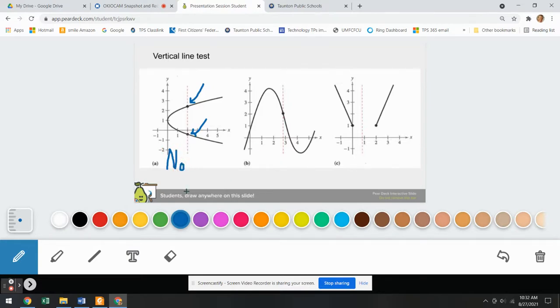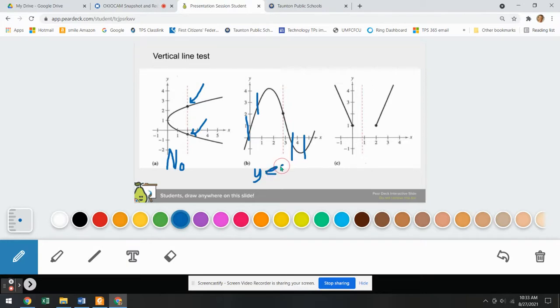For the second one, part B, we have another vertical line that's drawn through, and you can see that it just hits that graph in one spot. And when I talk about the graph, I'm talking about the curve, not the X and Y axis, just to clarify. So for graph B, no matter where we drew that vertical line, anywhere we draw a vertical line, we're only intersecting that graph in one spot. So that is definitely a function.